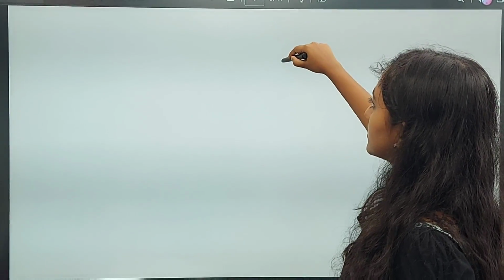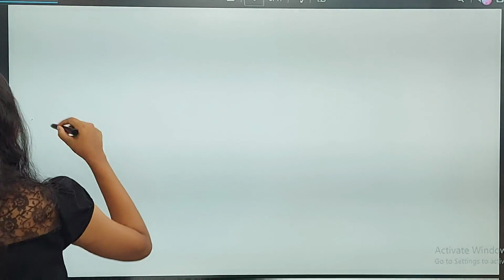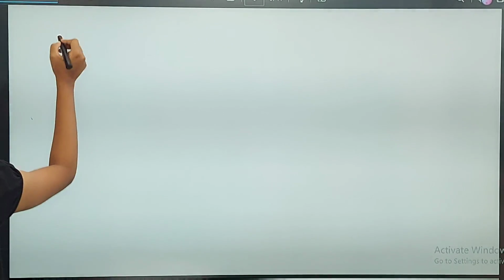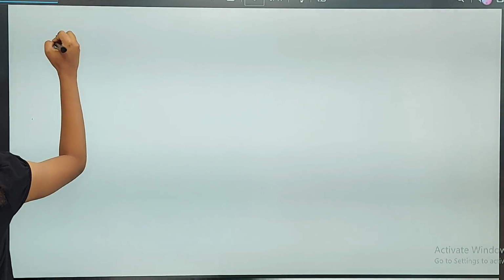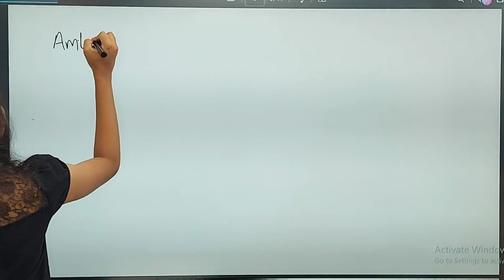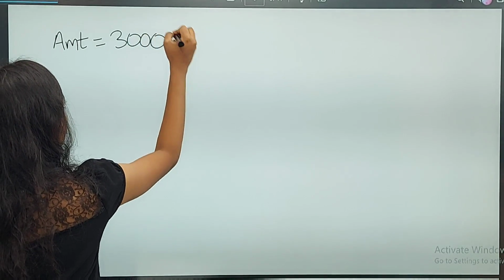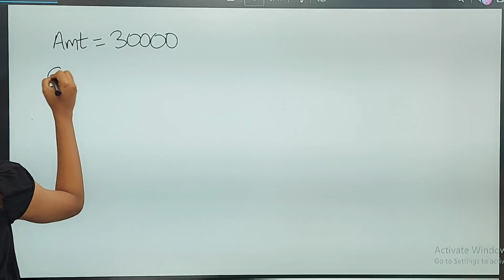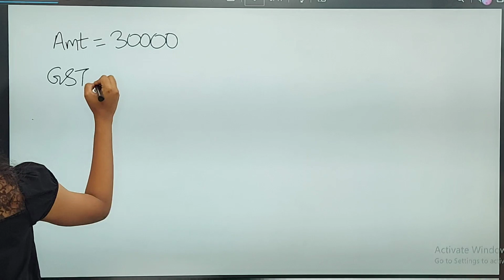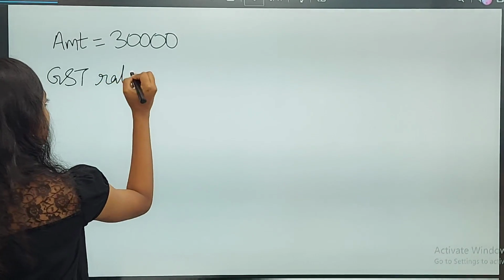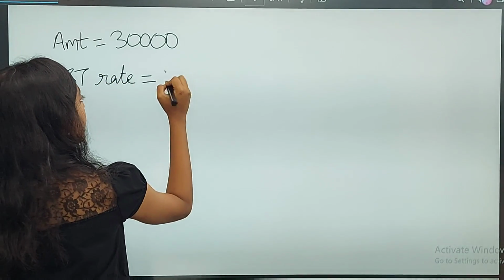Right? So what was written? The total amount is nothing but 30,000 rupees, and the GST rate is 18%.